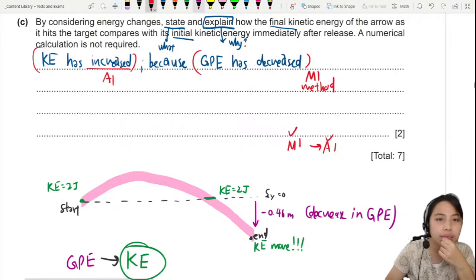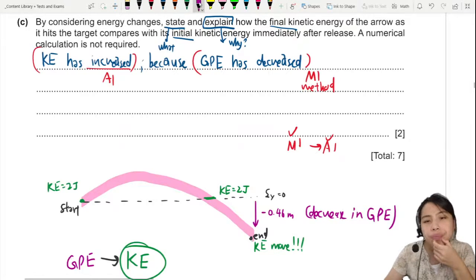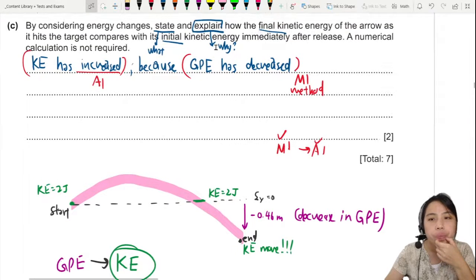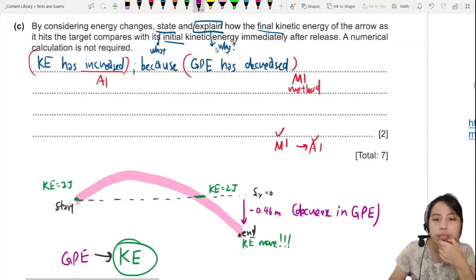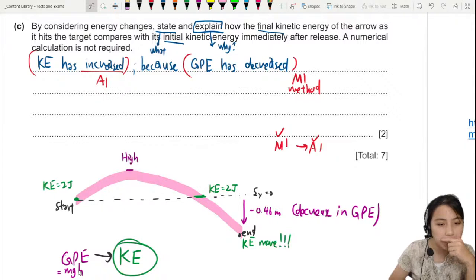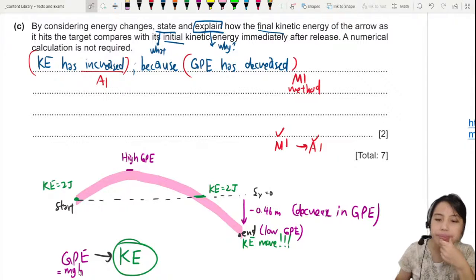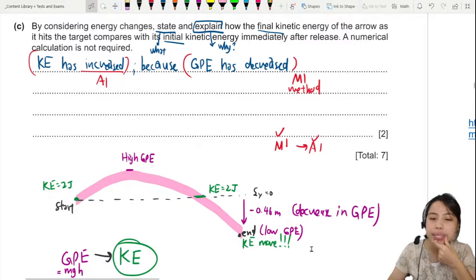What's GPE? GPE depends on how high you are. So, throwback to GPE. Where should I write my GPE? GPE is related to mgh down here. It means the higher you are, the more GPE you have. So if you're really high up here, this is the highest gravitational potential energy. All the way at the bottom, at the end, this is where you have a low GPE.